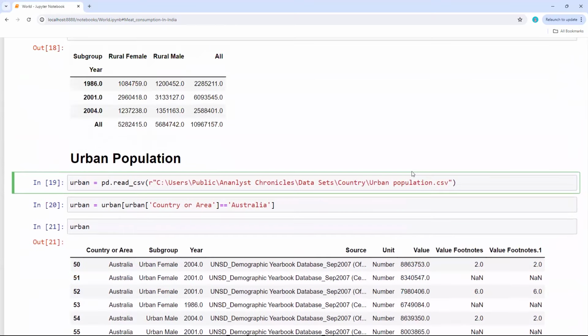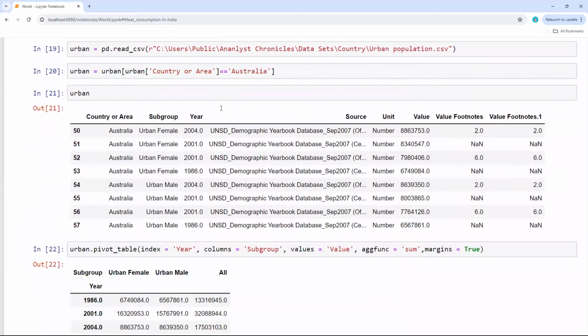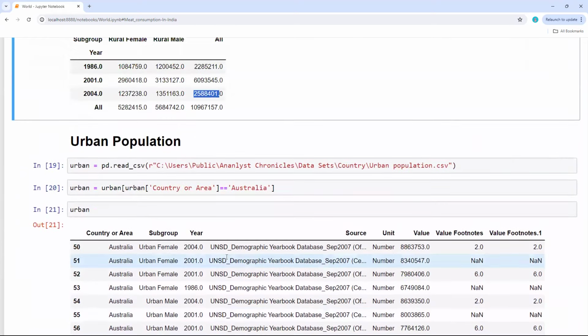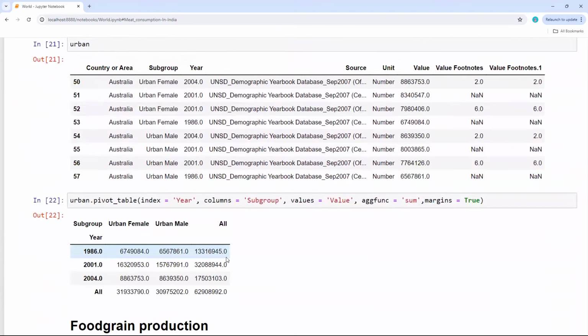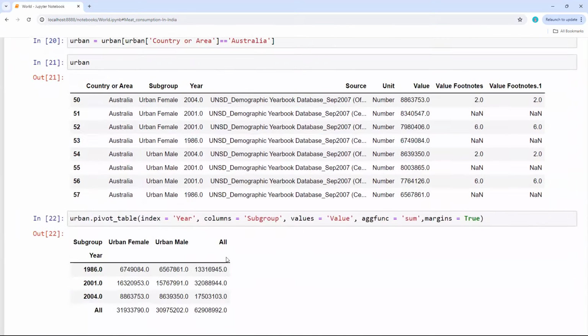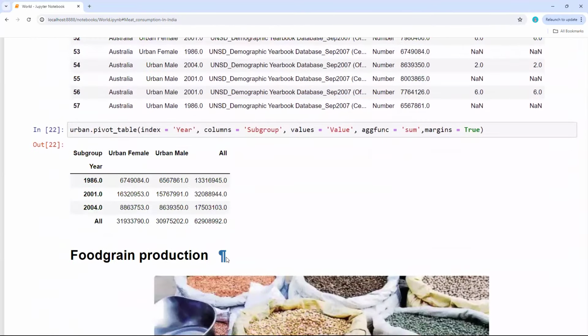And here you can see the total population living in rural areas is 2.5 million in 2004, whereas if I look at the urban population in 2004, it is 17.5 million. It is almost, where is 2.5 million and where is 17.5. I think 70 percent of the population is living in urban areas only, Australian people, as per the 2004 report. So that is about the urban and rural population of Australia.